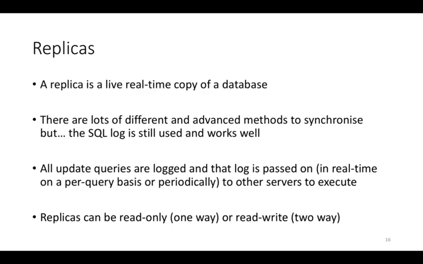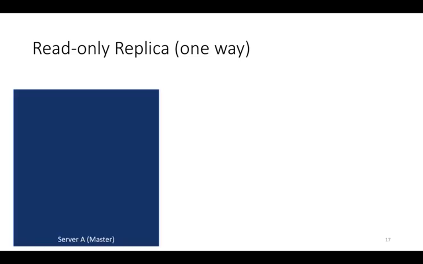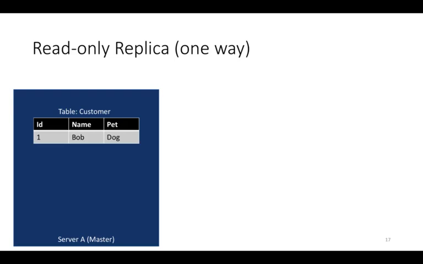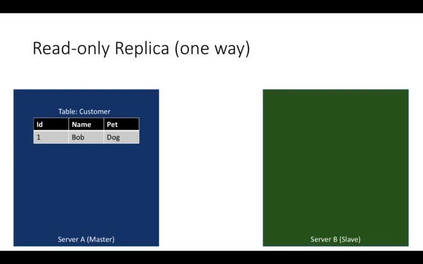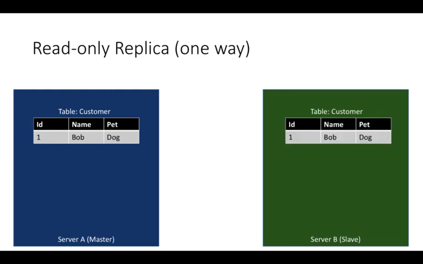Now, replicas can also be read-only. That's pretty common, that they're one way. Or they can be read-write, where data is synchronized both ways between the databases. The most common example, though, is a read-only replica. So we have a database server, an RDBMS server. We generally call it the master because it is the authoritative copy. On it, perhaps we have a customer table that has a couple of records in it. We would like to have another replica of this database on another server. So we set up another server, we'll call the slave, server B, with exactly the same database on it. So the two are now synchronized.